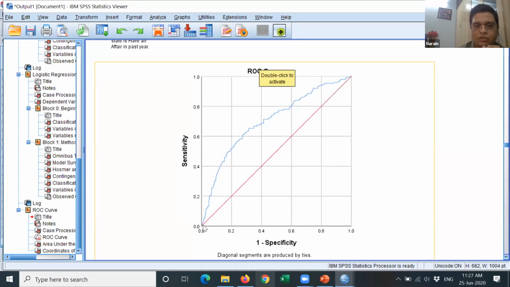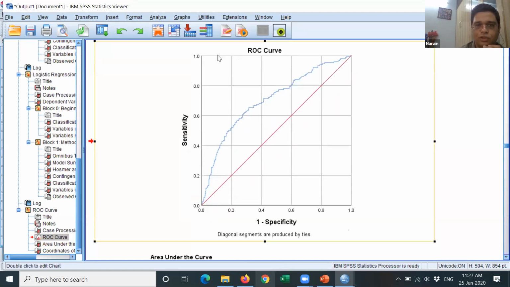The ideal situation should be that this graph shoots straight up to 1 and then goes across, which means the upper portion should be the ideal position. This is without using any model variable itself. Simply having a constant, with no independent variable, should be this red line. This is somewhere in between.